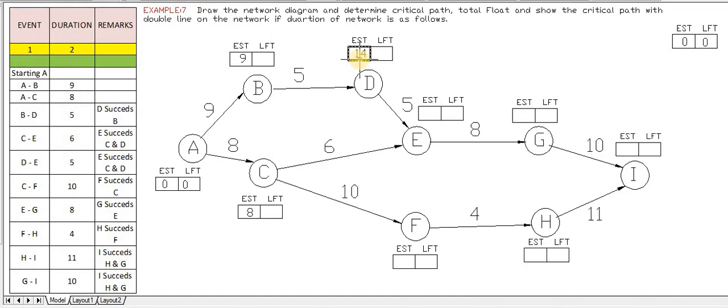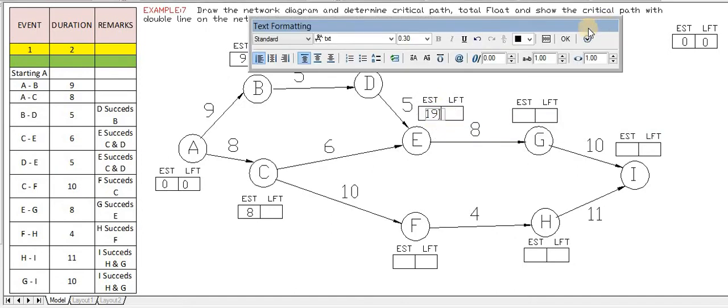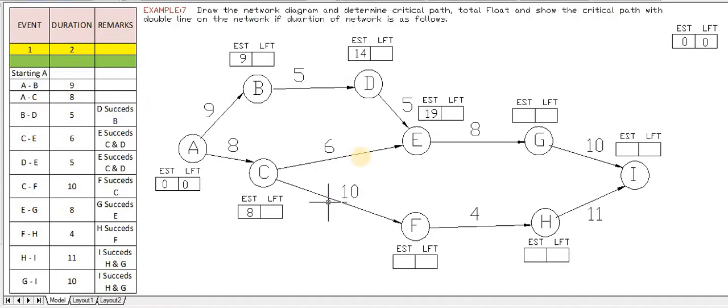So 14 is the previous EST value and its duration is added. 14 plus 5 is nothing but 19, and here it is 14. So what is the maximum value? 19. So we will take this as 19. 14 plus 5 is 19, whereas 8 plus 6 is nothing but 14. Out of this, the maximum value is 19. So for E, there were two converging points, D to E and C to E, and we have taken the maximum, 19, for EST.